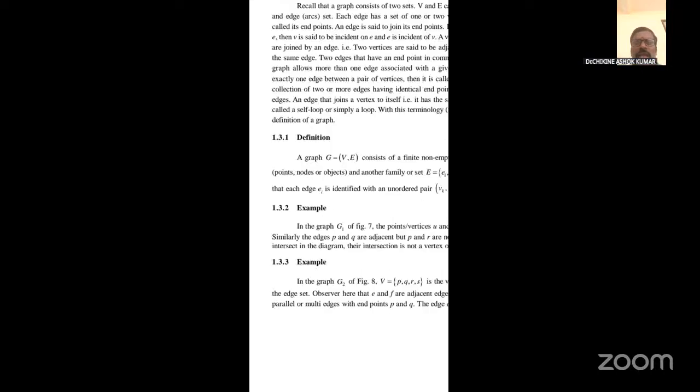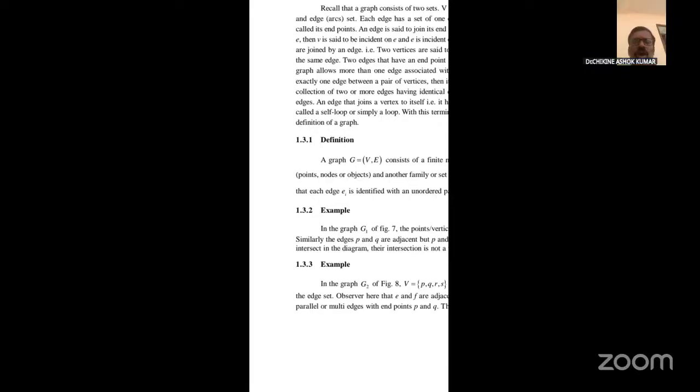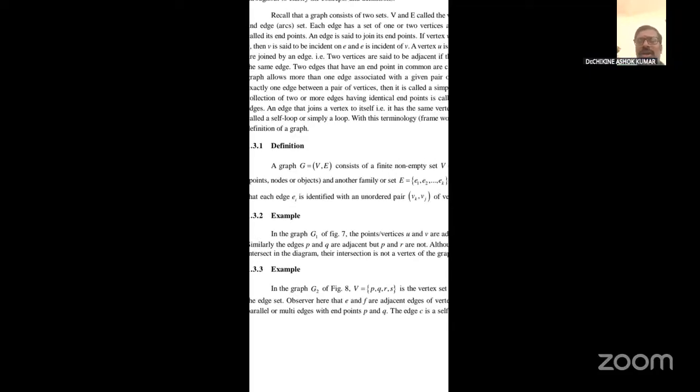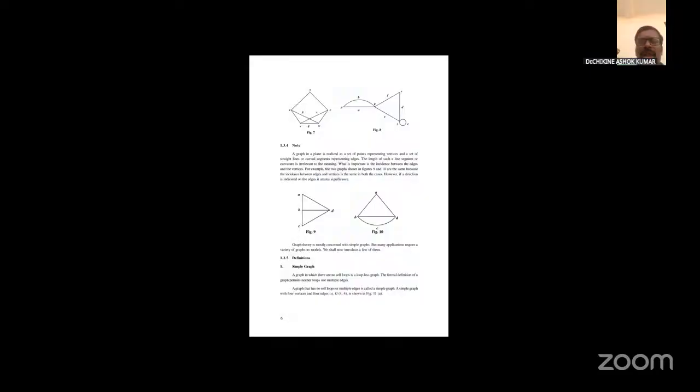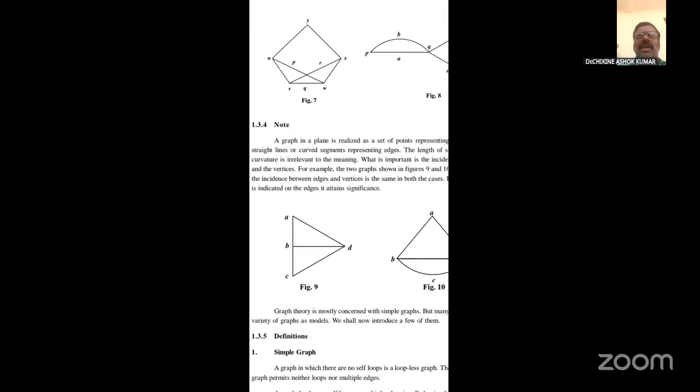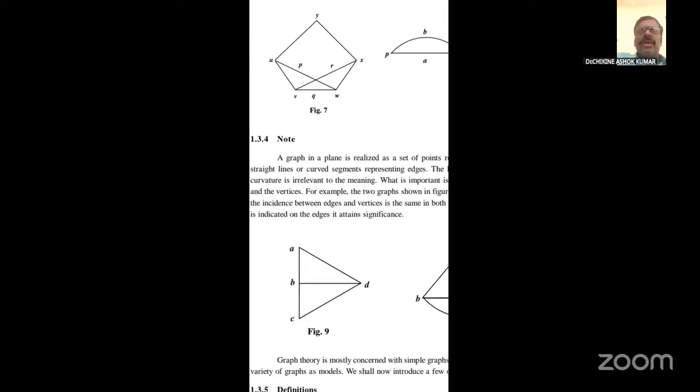In the graph G, figure 7, the points or vertices U and V are adjacent, but U and X are not adjacent, because there is no connectivity between U and X. Similarly, the edges P and Q are adjacent, but P and R are not adjacent. See here, P and Q. As P and Q are adjacent, but P and R are not adjacent.